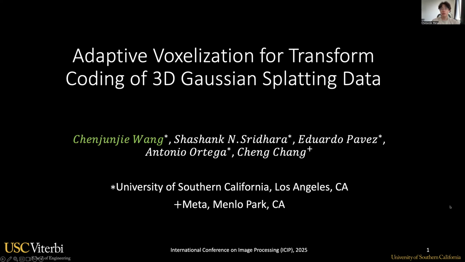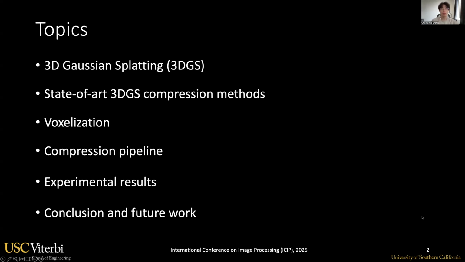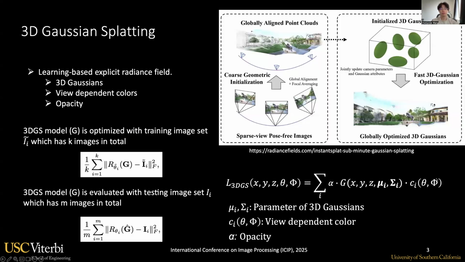We proposed a novel compression framework for 3D Gaussian Splatting data that leverages traditional point cloud compression techniques. I will first introduce 3D Gaussian Splatting and the state-of-the-art 3DGS compression methods, then talk about the proposed voxelization method and our compression pipeline. Finally, I will briefly talk about our experimental results and future work.